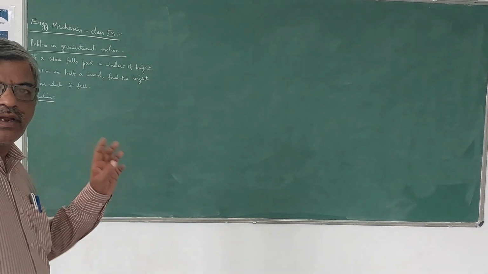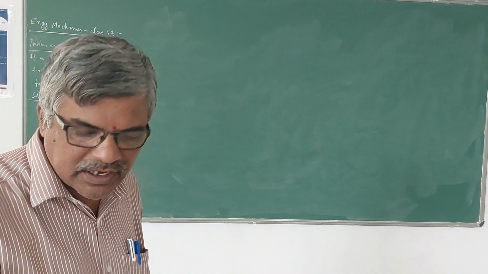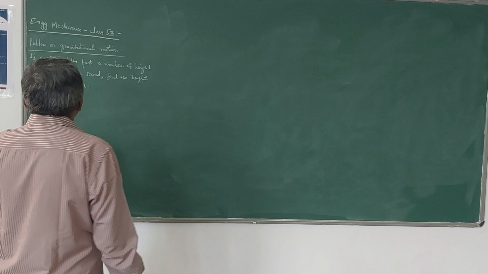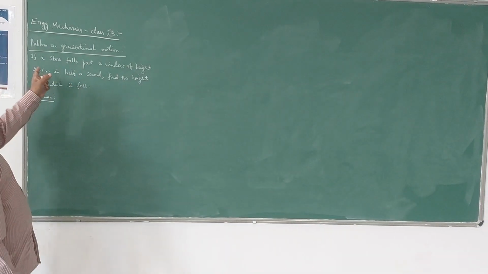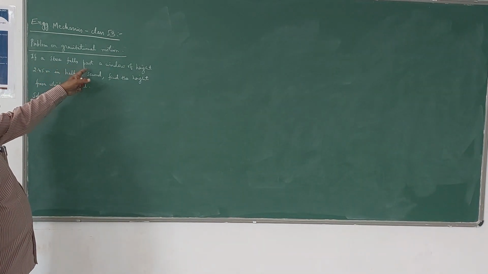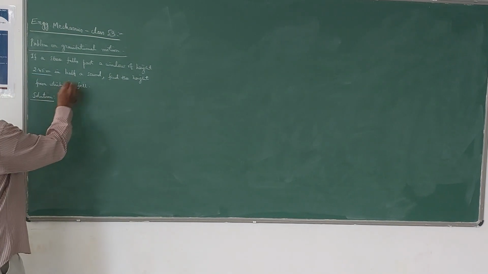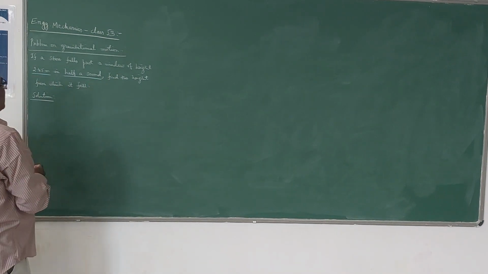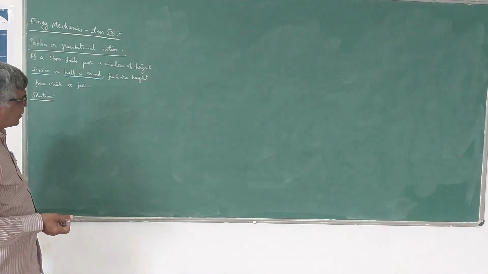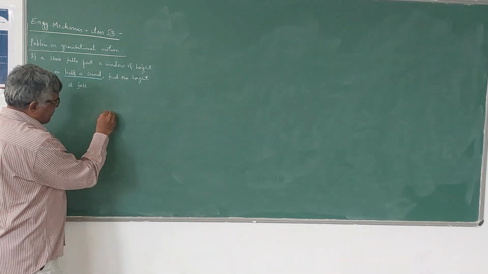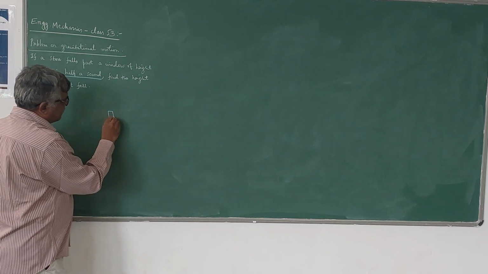So I will solve a problem on gravitational motion. Here the problem given is like this: if a stone falls past a window of height 2.45 meters in half a second, find the height from which it fell. It looks to be a very simple problem, but you have to understand it clearly. I will explain it with a diagram.